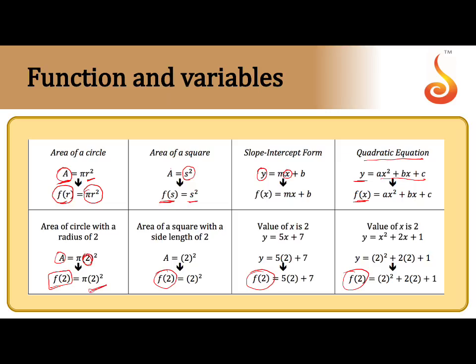So here I get pi into 4 square, here I get 4, here 5 times 2 is 10, 10 plus 7, 17. Here 4 plus 4, 8, plus 1, 9. y is 9 when x is equal to 2 in this equation. y is 17 when x is equal to 2. A is 4 when the length of each side is 2. The area of the circle is pi into 4 when the radius is equal to 2.